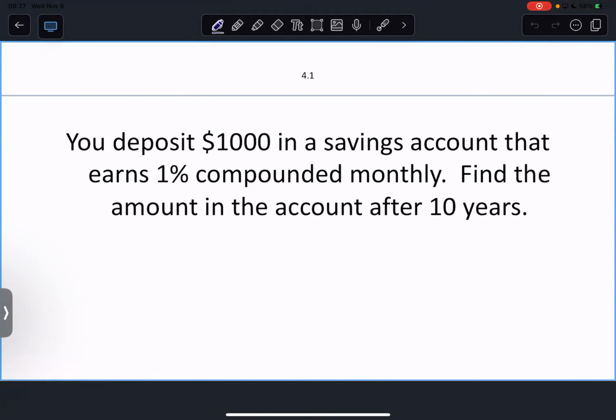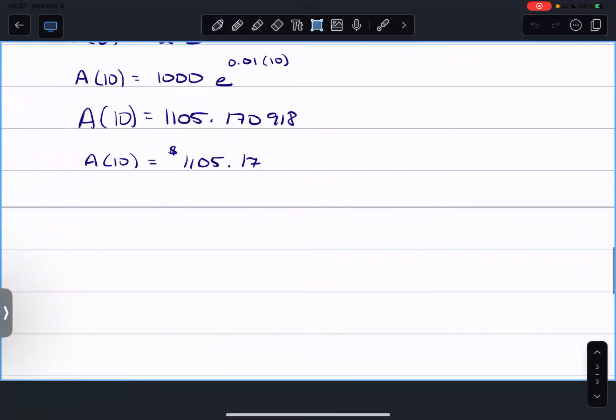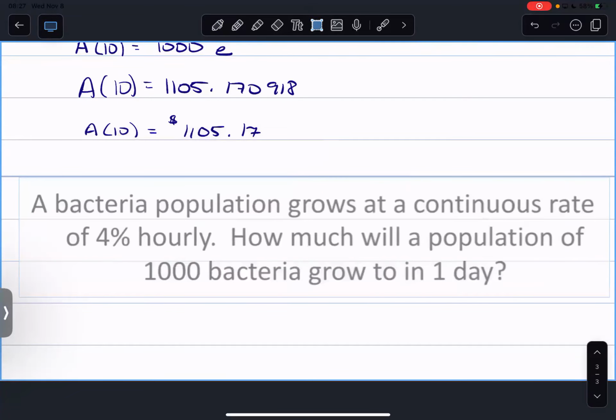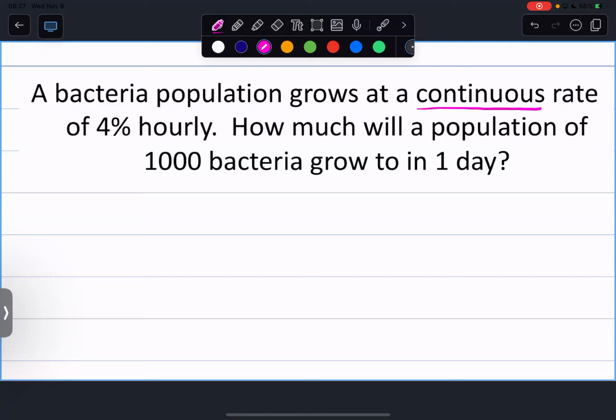I think there's a different example. A bacteria population grows at a continuous rate. So I want you to pay attention to that, right? Because if it's not explicit that it's continuous, then it would just be a rate of 4% hourly, right? But now it's a continuous rate of 4% hourly, which means that your X or your T is going to be in hours, right?